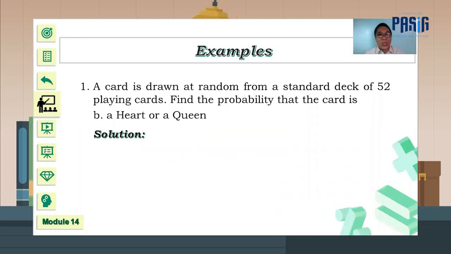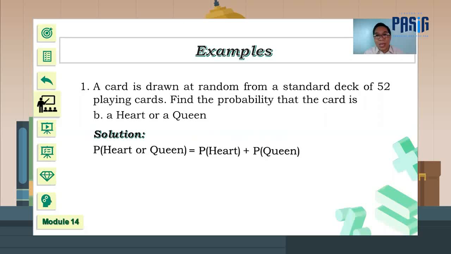A heart or a queen. How many hearts do we have? And how many queens do we have? So there are 13 hearts and there are also 4 queens. Do you think they have a common card? Since they have a common card, we subtract the intersection of heart and queen.